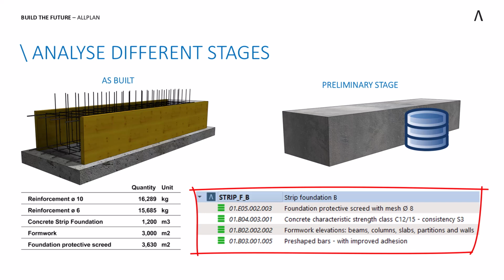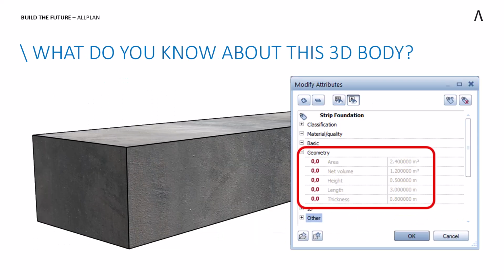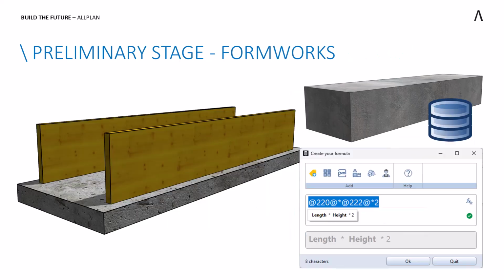For example, from just a simple 3D object, you can extract detailed information such as cubic meters of concrete, kilograms of reinforcement, and square meters of formworks. Really? And how is that possible? What geometric information do we know about this 3D object? We know its length, height, thickness, surface area, volume, and more. With this information, you can derive and calculate the dimensions of objects that you haven't even drawn yet.